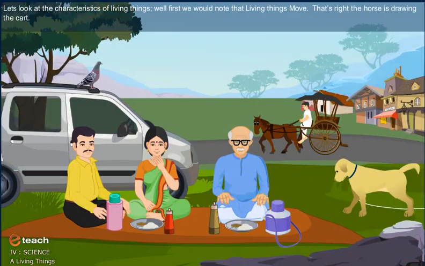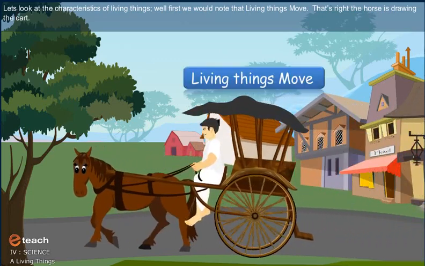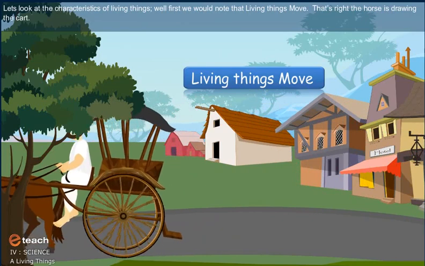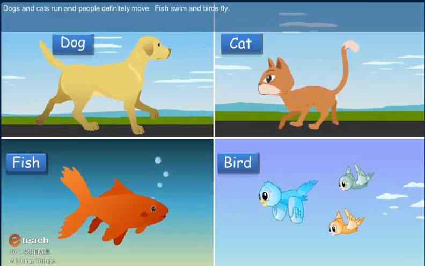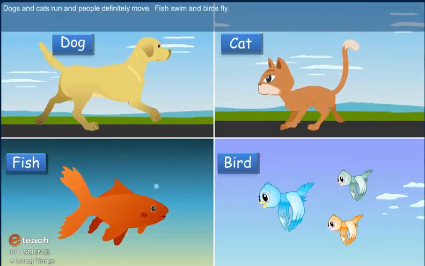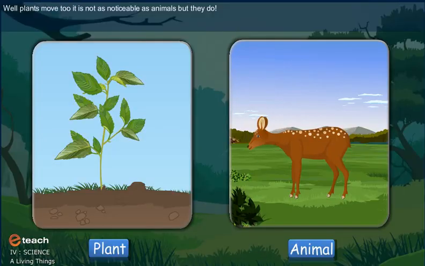Let's look at the characteristics of living things. Well, first we would note that living things move. That's right, the horse is drawing the cart. Dogs and cats run, and people definitely move. Fish swim. Well, plants move too. It is not as noticeable as animals, but they do.